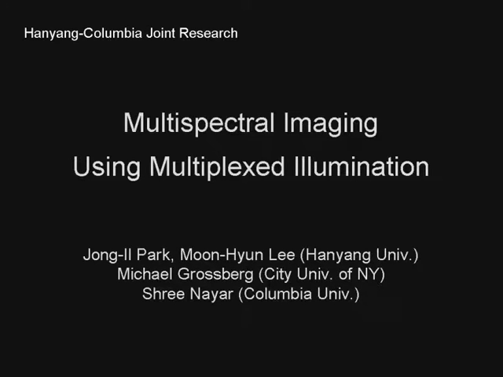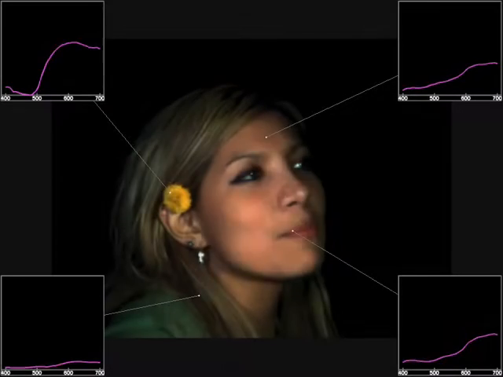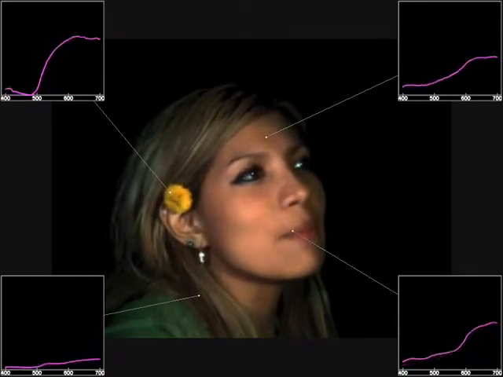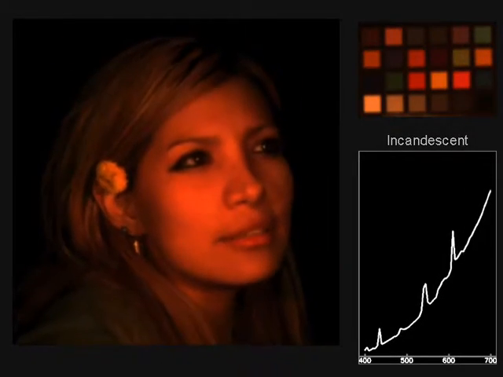In this work, we have developed a novel method for capturing multispectral videos of scenes using multiplexed illumination. Here we see a multispectral video captured by our method. The 4 plots show the spectral reflectances measured at different pixels in the video. Such a multispectral video enables one to relight the scene with a wide variety of illumination spectra.